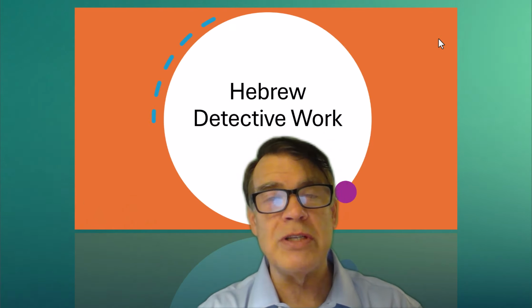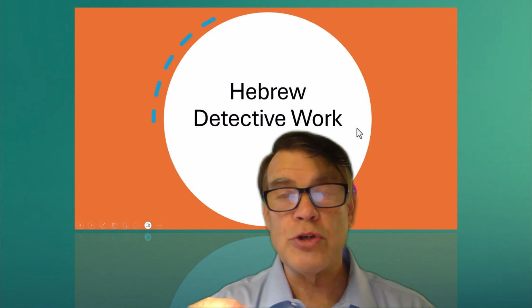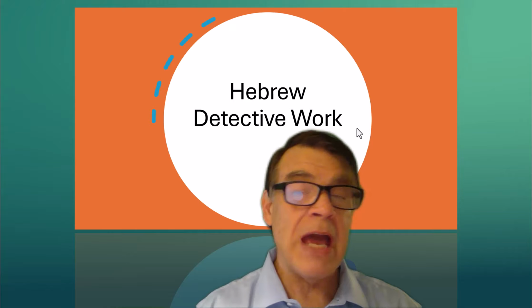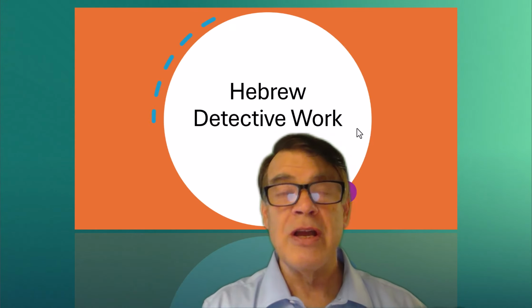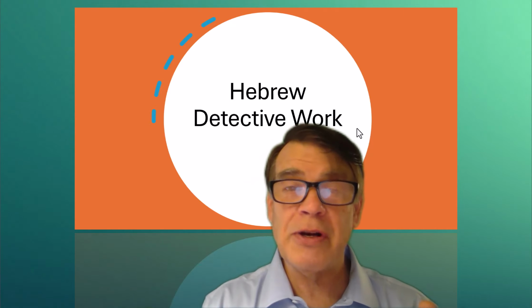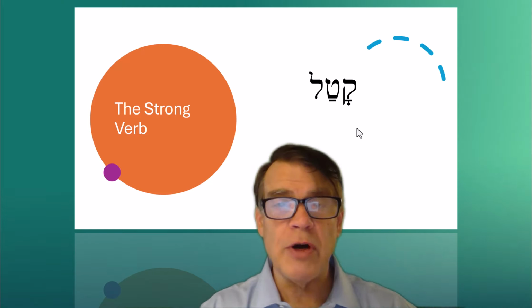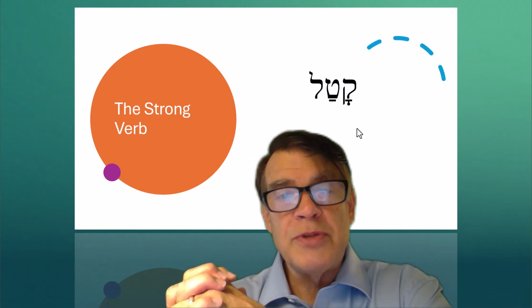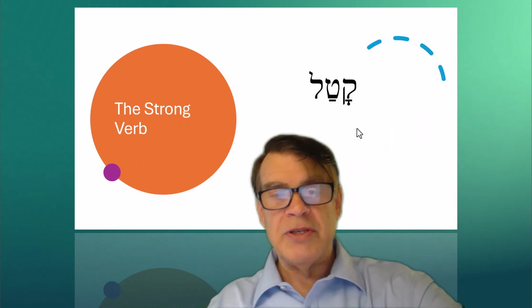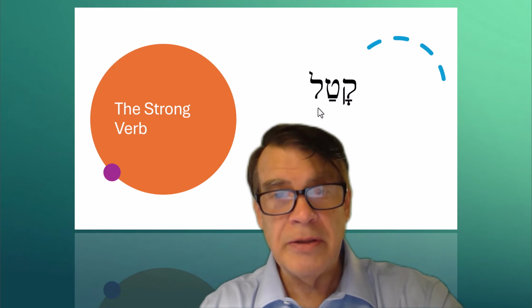But for now, I want to give you a taste of the kind of detective work that happens when you're trying to figure out what these forms are. And maybe you're on an island and you don't have interlinearbible.org to tell you what the forms are. You just have your Hebrew Bible and you've got to figure it out yourself. Well, what kinds of things are involved in that? Well, first of all, I'm talking about verbs here in this video. The nice verbs are what we call the strong verbs, like the verb katal. Sounds like a strong verb, to kill.